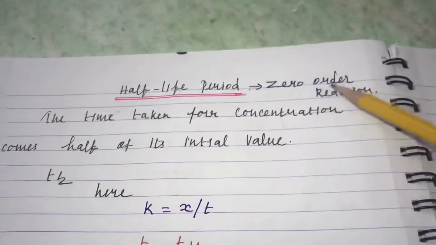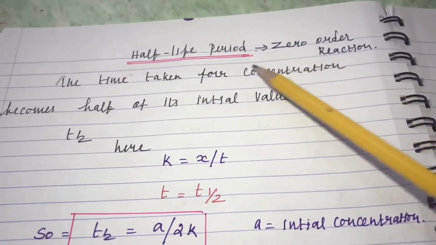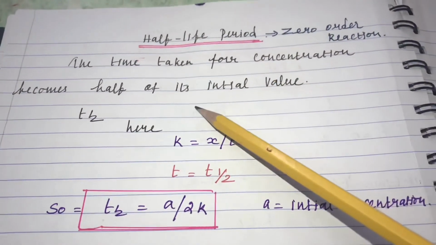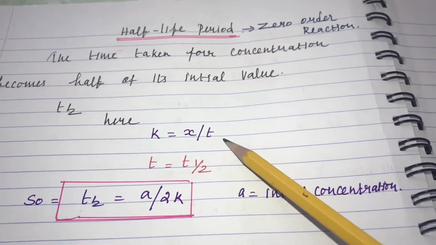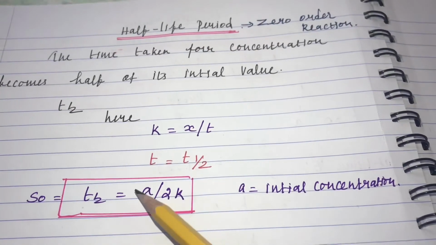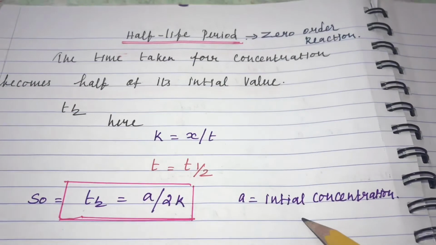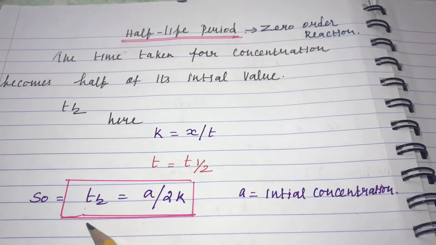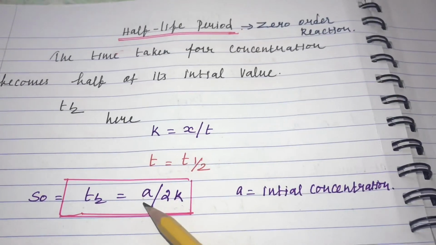Next one is calculation of half-life period for zero order reaction. In the zero order reaction, the time taken for concentration to become half of its value is the T half. Here K is equal to X by T, T is equal to T half. Thereby the half-life period is A by 2K. A is initial concentration. So, T half value for zero order reaction from the K value is T half is equal to A by 2K. K is rate constant and A is initial concentration.